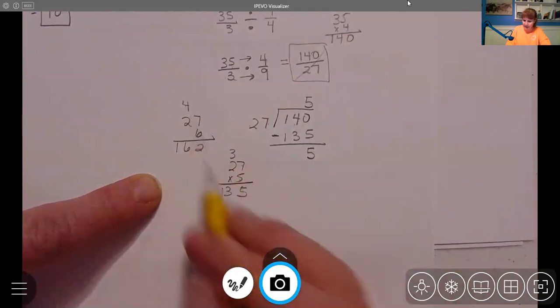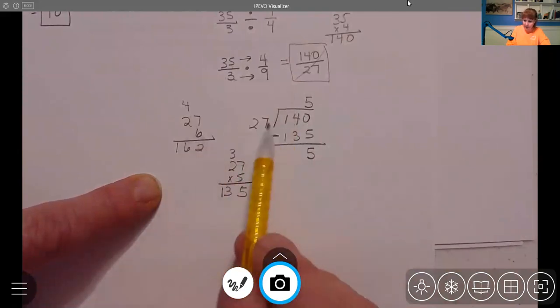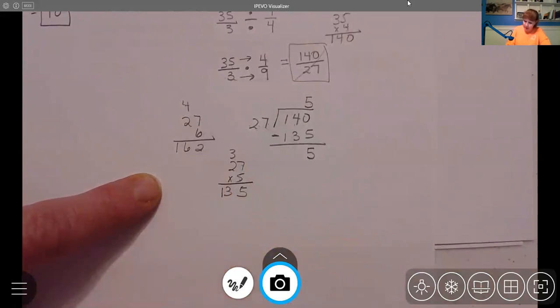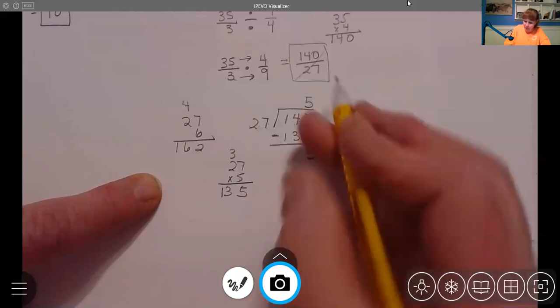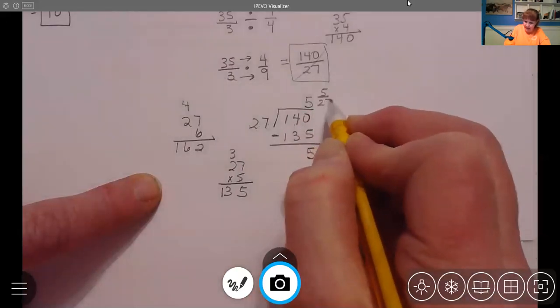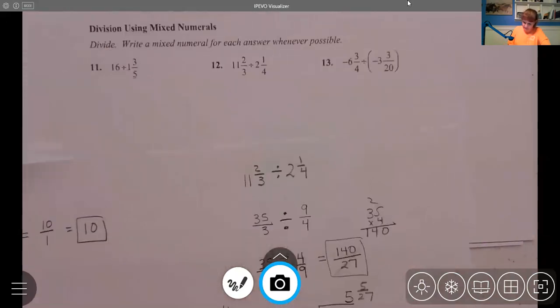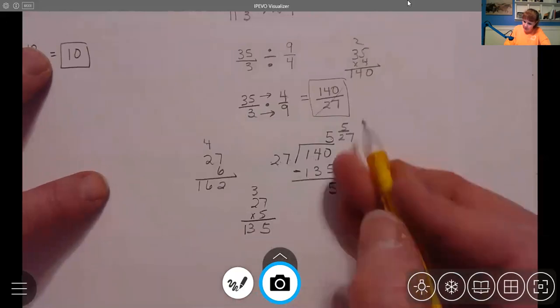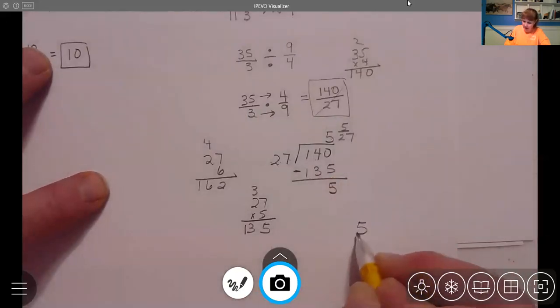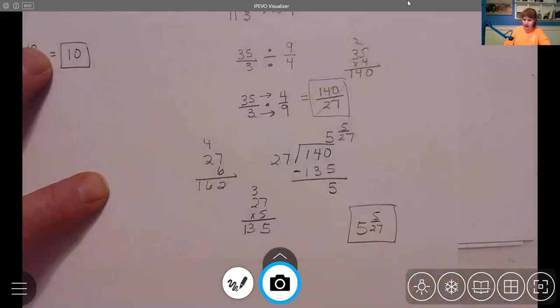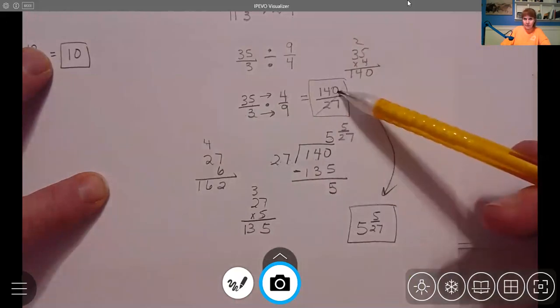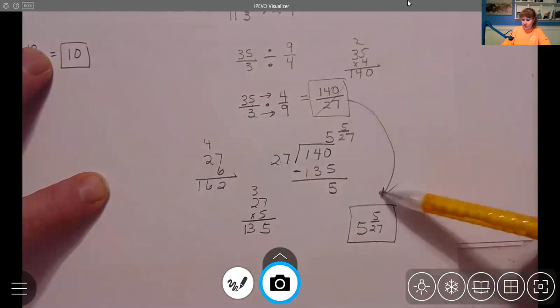So again, we just took some guesses. I look at the first numbers to come up with a guess. So it's 5 and 5 over 27. Do we have any negatives in this one? It doesn't look like it. They were positive. So there's my answer, 5 and 5/27. And again, just don't forget to go from here to here. If the numerator is larger, we call it an improper fraction, then you need to change it to a mixed number.